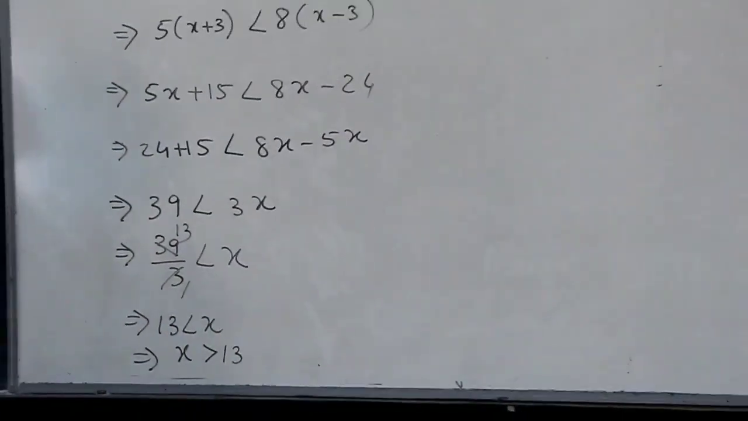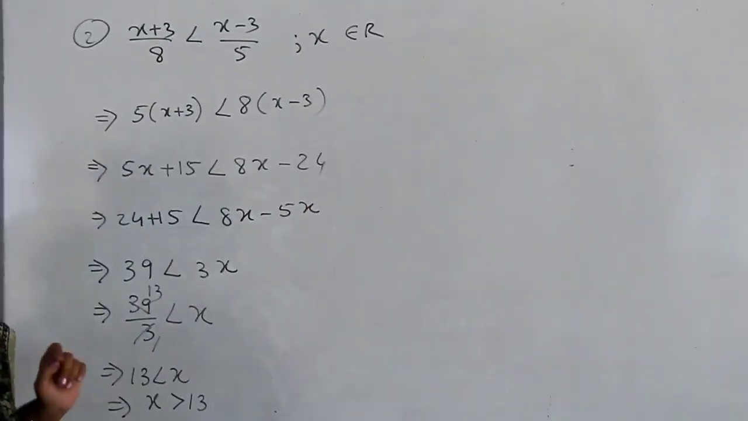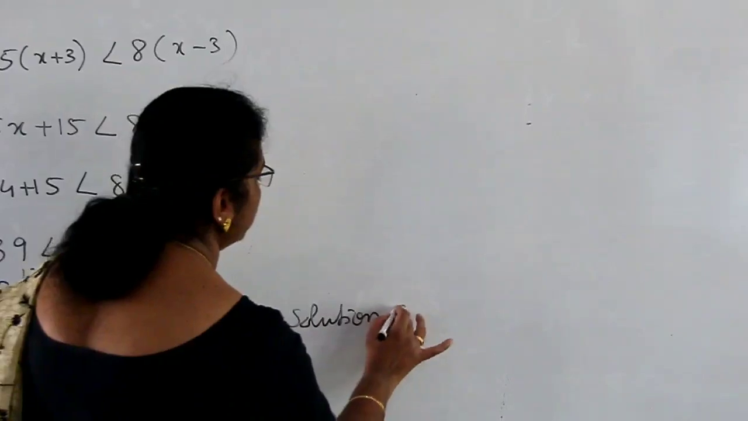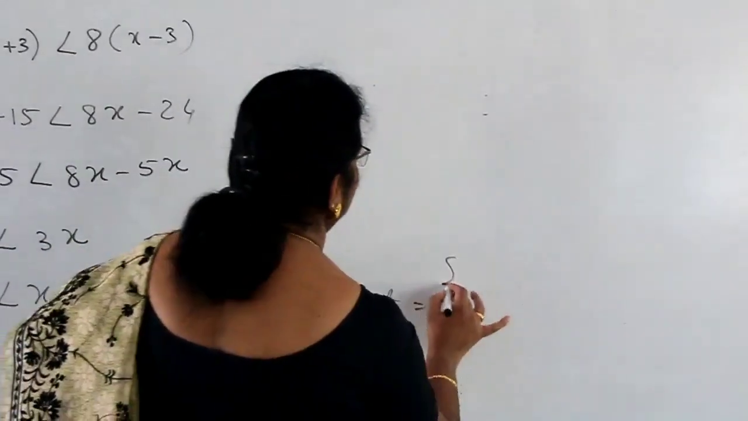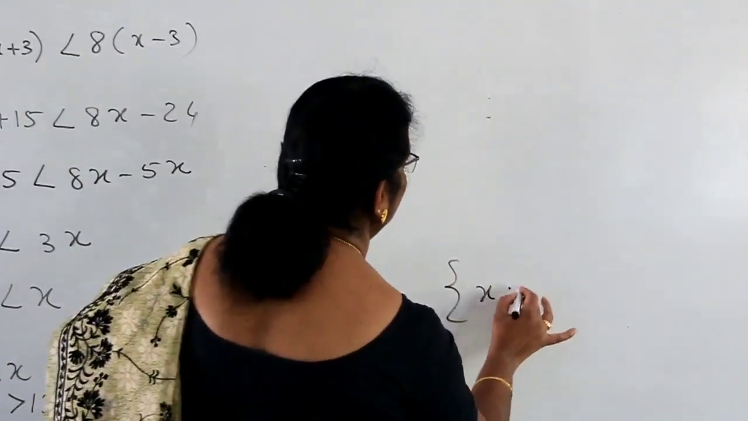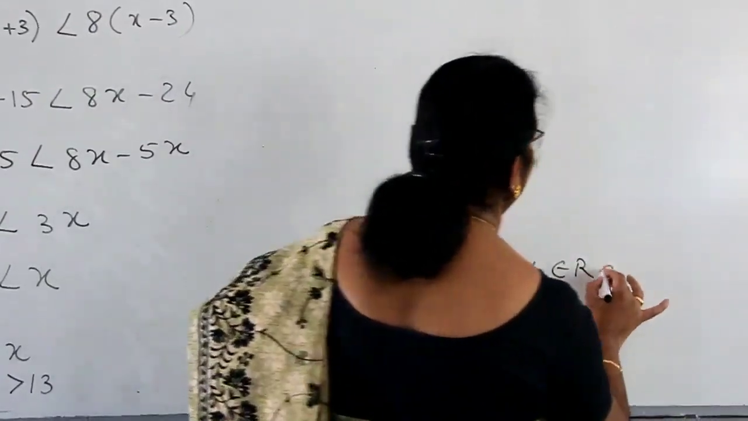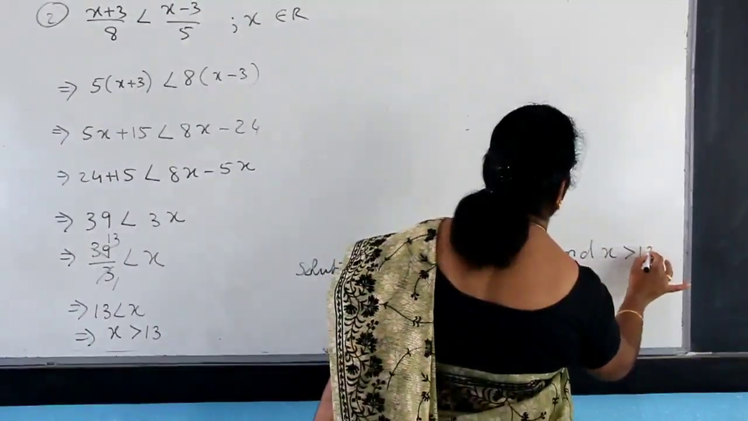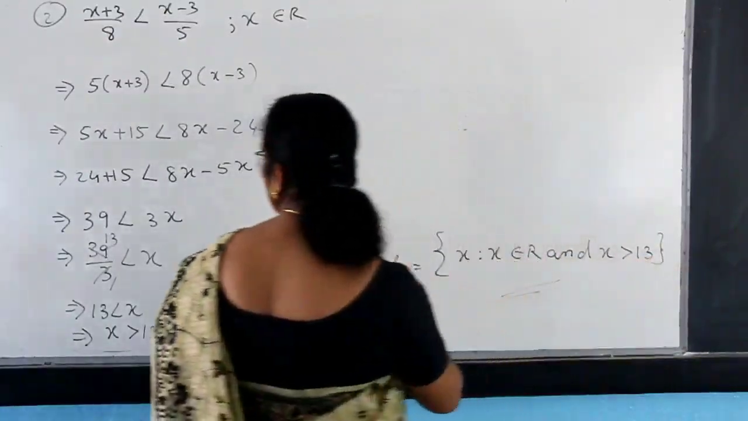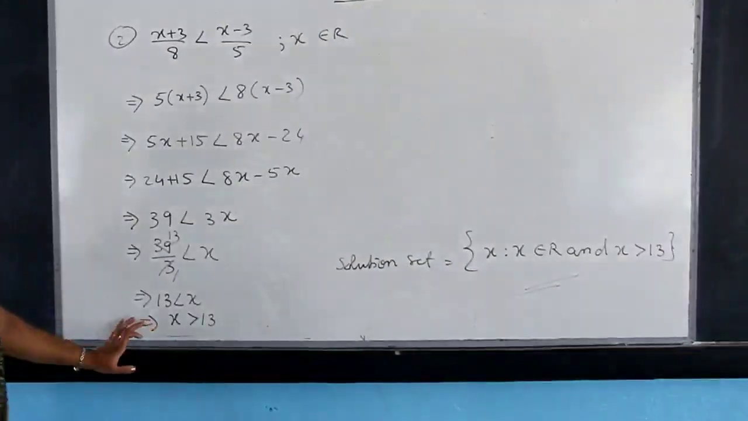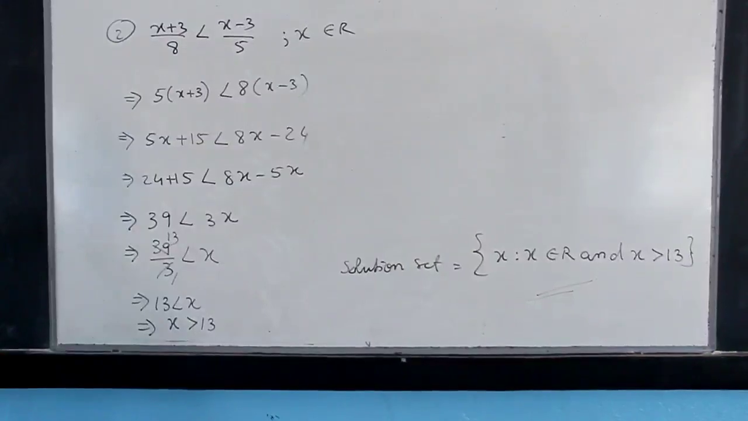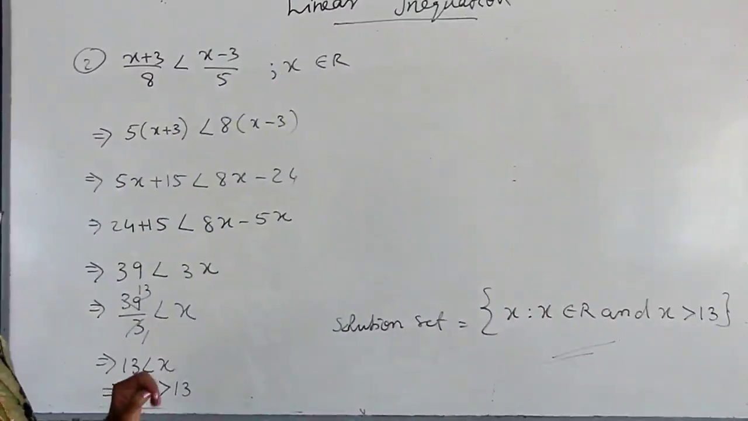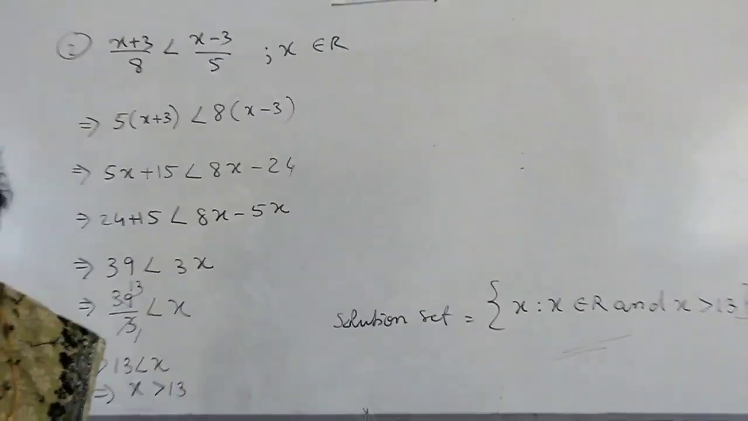Replacement set is the set of real numbers, so we can write the solution set in set builder form: {x such that x belongs to real numbers and x greater than 13}. So the solution set is {x such that x belongs to real numbers and x greater than 13}.